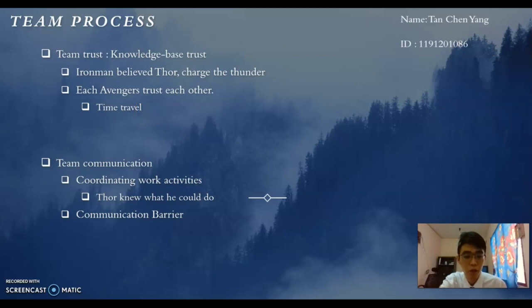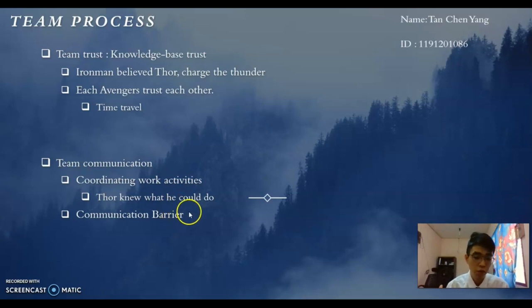Next I will proceed with team communication. Team communication is very important among team members because through conversation they can know each other better. One of the communication advantages is coordinating work activity. For example, Thor knows what he can do or what he shall do after communicating with the Avengers members.